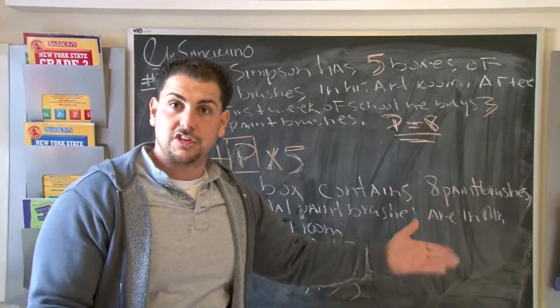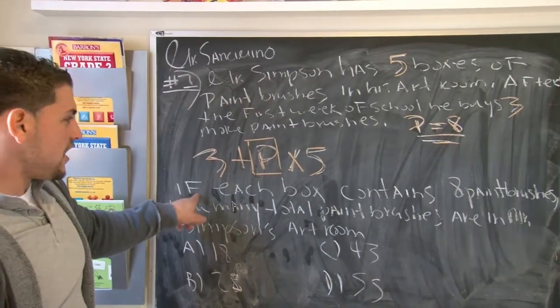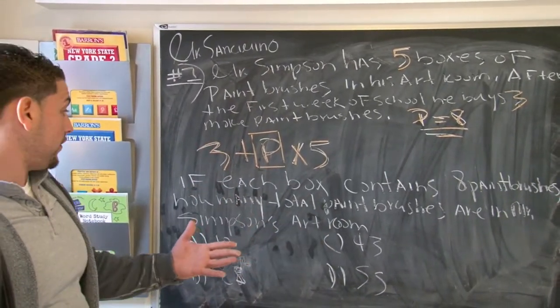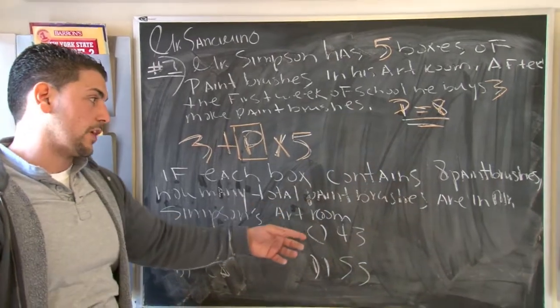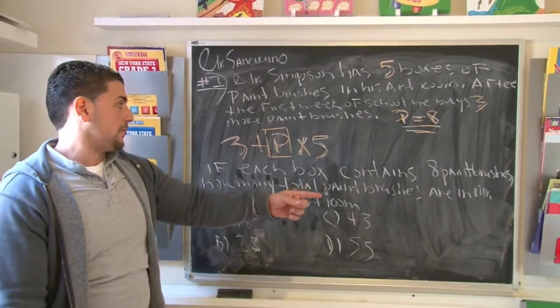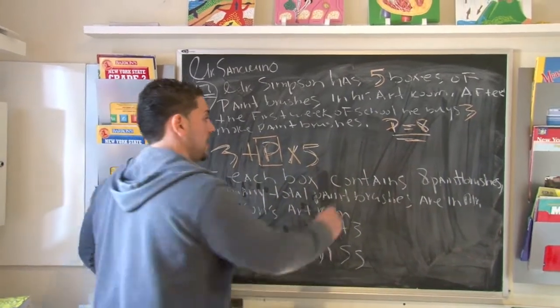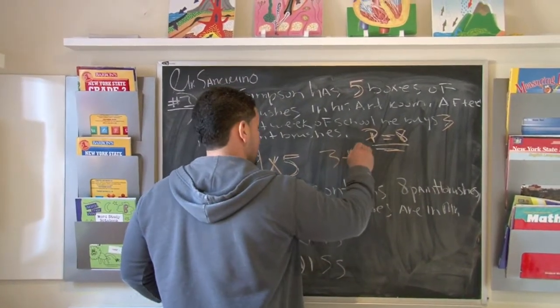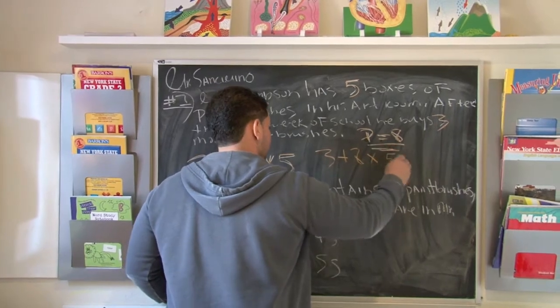But let's see what they're asking us to do. They're asking us, if each box contains 8 paintbrushes, how many total paintbrushes are in Mr. Simpson's art room? So all you got to do is substitute the P for the 8. So here's what it looks like: 3 plus 8 times 5.